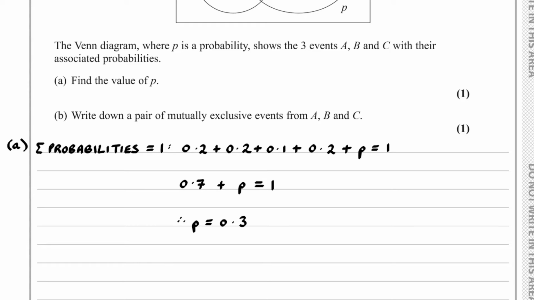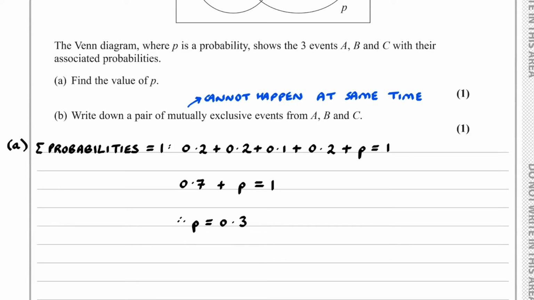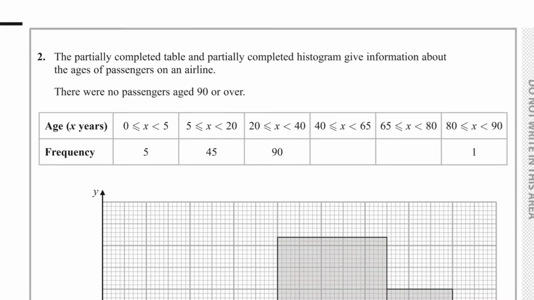So first of all, mutually exclusive means the events cannot happen at the same time, and so the events which cannot happen at the same time will be A and C. They don't overlap each other. So for part B, events A and C are mutually exclusive.